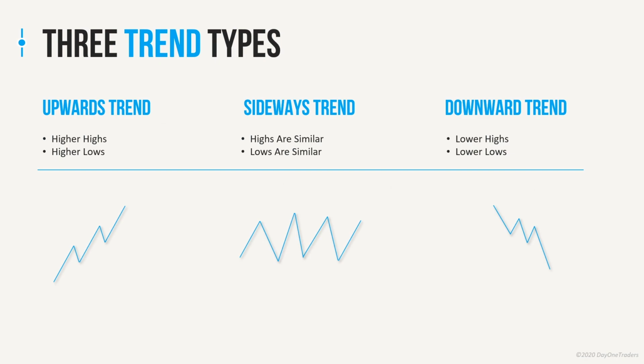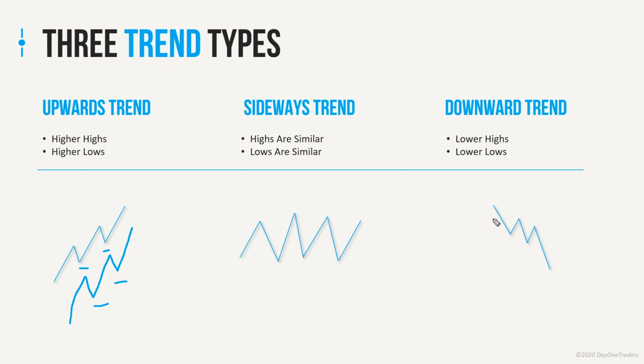Now, there are three major types of trends. We're going to have an upwards trend, a sideways trend, and a downwards trend. Now, the way we identify these is looking at the highs and lows that are made in the trend, right? And so an upwards trend is going to be making higher highs and higher lows. Every time it reverses in either direction, the high is going to be higher than a previous high, and the low is going to be higher than a previous low. And so it's making a stair-step pattern upwards.